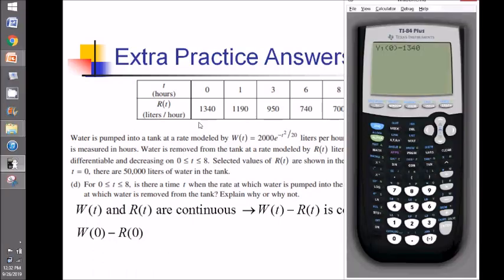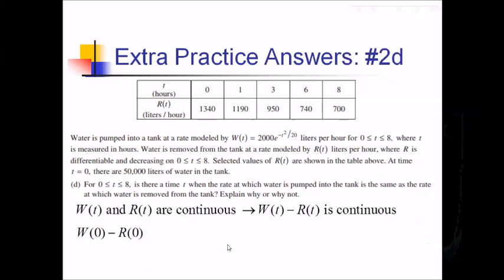To do this on the calculator, I'm going to do alpha trace y1 of 0, parentheses 0, because that's where I stored my W of t function. And I'm going to subtract R of 0, which in the table they told us is 1340. So that comes out to 660.